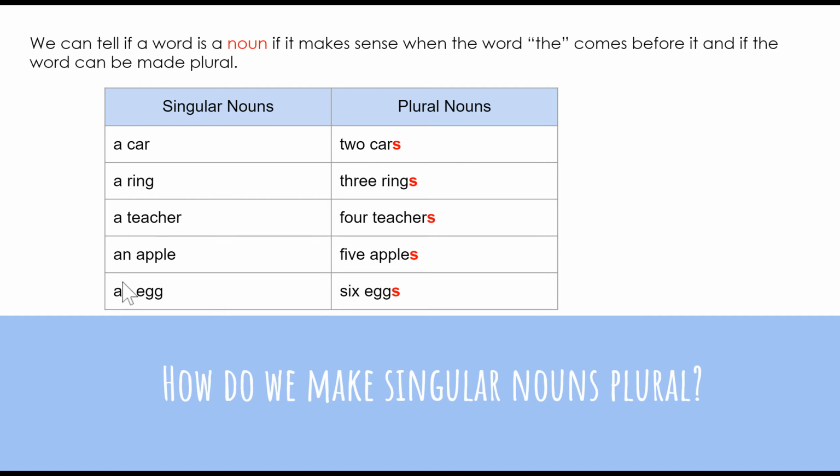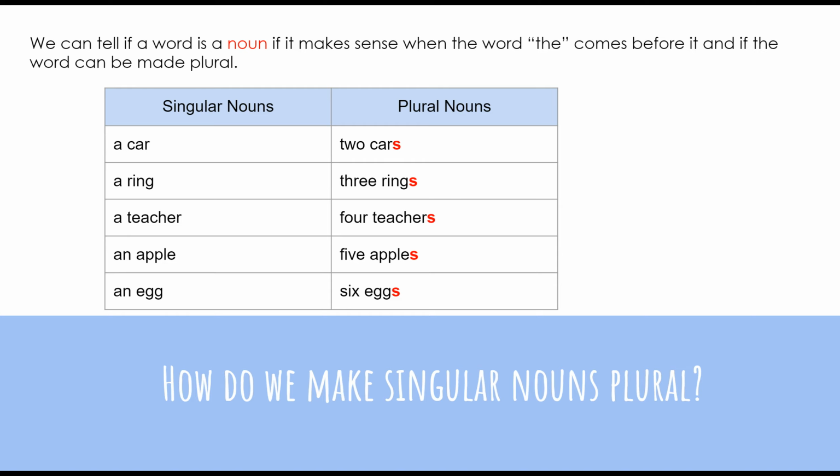Now, if you remember from last week's lesson on articles, we used "an egg" when referring to one egg because egg begins with a vowel and we use "an" before nouns beginning with a vowel, whereas we use "a" before nouns beginning with a consonant.